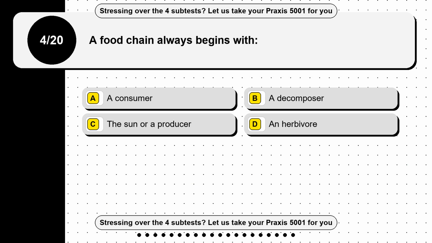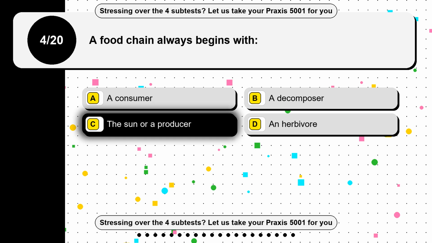Question 4. A food chain always begins with. Option A, a consumer. Option B, a decomposer. Option C, the sun or a producer. Option D, an herbivore. The correct answer is option C, the sun or a producer.